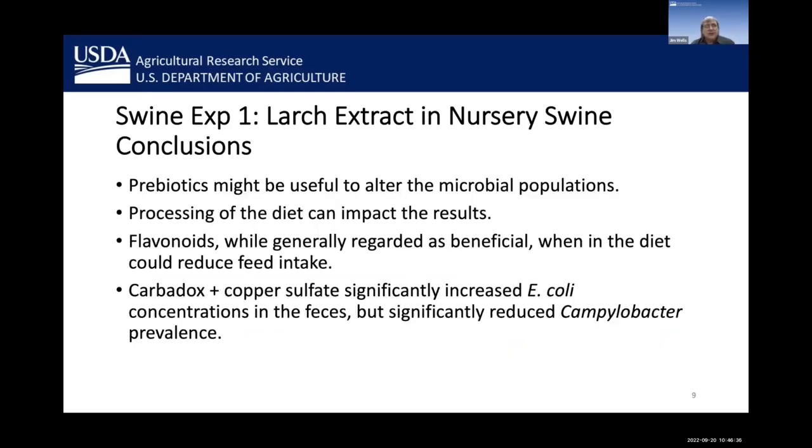So, to quickly summarize this first study, it does appear that there may be usefulness for prebiotics. Processing of the diet, such as pelleting, can have an impact on the results. One thing that we started looking at was the flavonoids, generally regarded as beneficial. These can have bitter flavors, and there was concern from some of the results that we were seeing whether, particularly in a nursery pig, it could be reducing the feed intake. And one thing in particular from the study, while we saw some benefits from the larch extract, we also saw that the carbadox copper sulfate combinations were significantly increasing E. coli, but they also significantly reduced campylobacter.